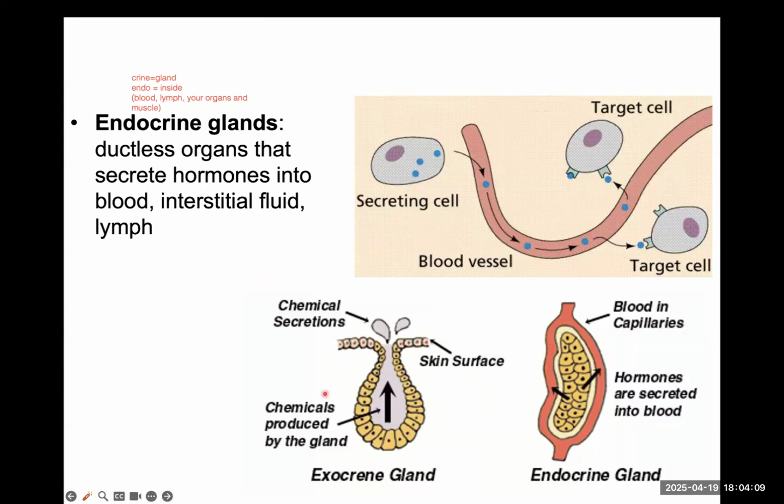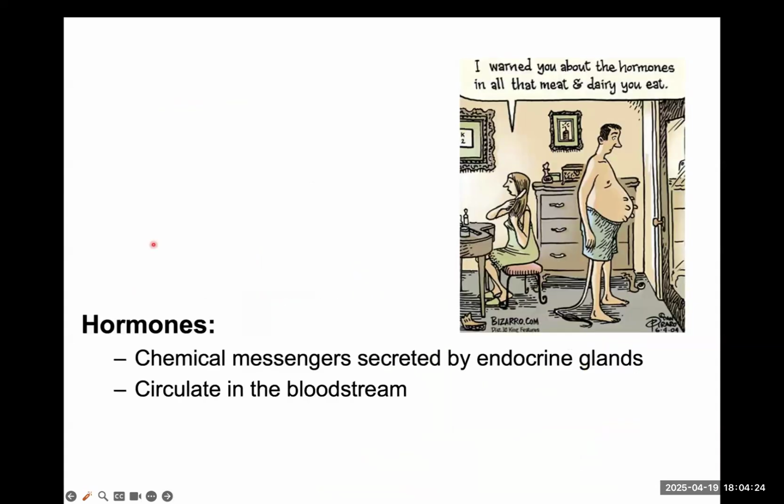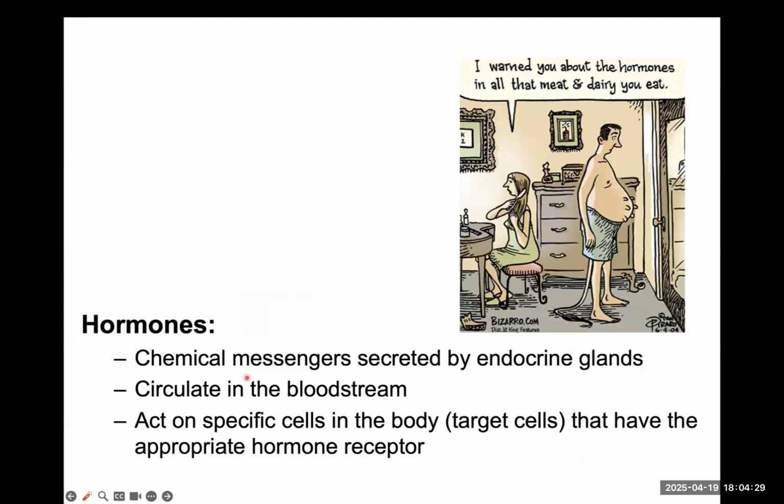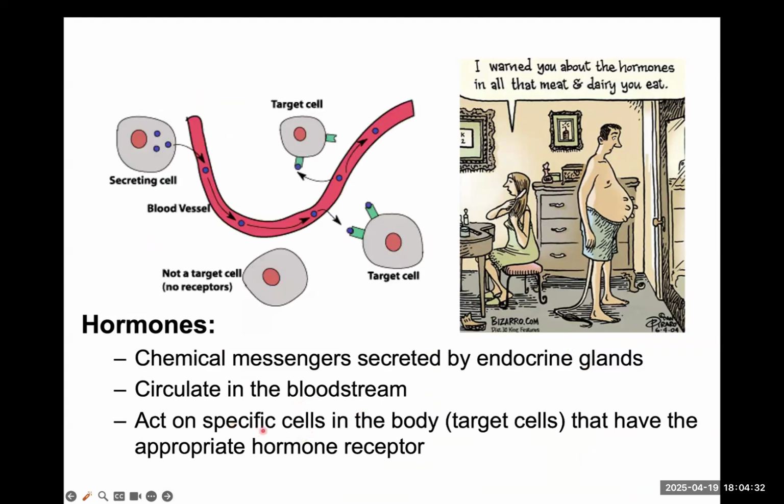So that's the difference between the exocrine gland and endocrine gland, and again there's a spelling issue here. So endocrine glands are the chemicals being secreted, and these chemicals are called hormones. And the hormones are defined as chemical messengers secreted by endocrine glands. They circulate in the bloodstream. They act on specific cells, the target cells in the body. They cannot act on every cell. The target cells have the appropriate hormone receptor, and that's the cell they're going to act on.